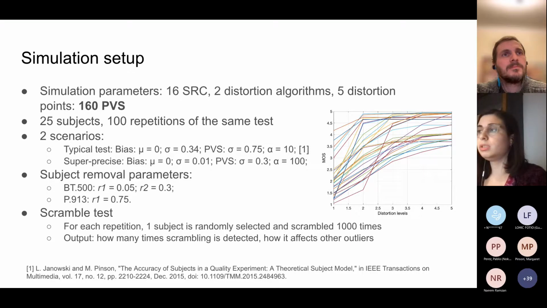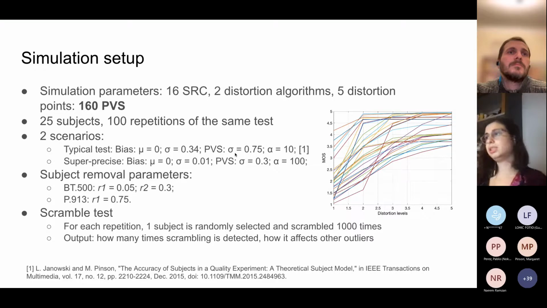But then we also wanted to see what happens when we have a super precise test in which there is not that much variability between subjects, and the scores are really following a very tight distribution. And for that, we use a standard deviation of the bias of 0.01. For the PVSs, we need a standard deviation of at least 0.3. Otherwise, we see some bad effects coming from the discretization of the scores, and an alpha of 100. And we test the 2 subject removal algorithms that are standardized in the literature, and we used the standard thresholds that are defined in the 2 methods.